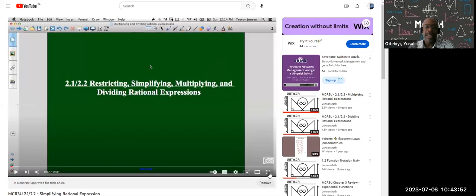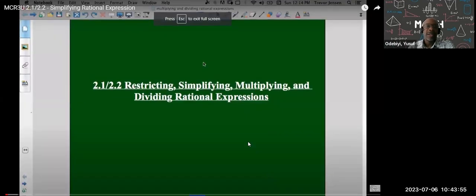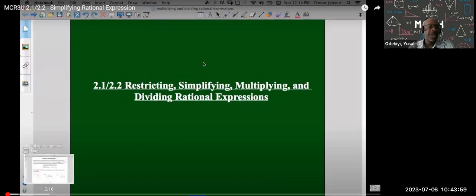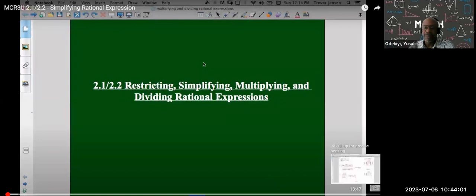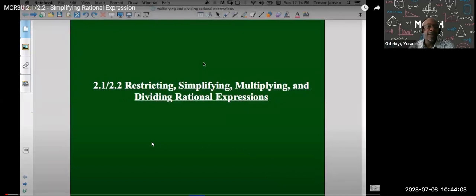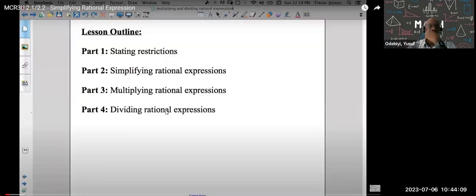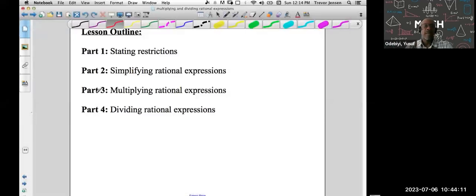So let me maximize the screen so we can look at it. So, simplifying rational expressions. How long is this? I may have to modify the time. It's 20 minutes, but I'm going to fast forward. I'll post a video for multiplying and dividing rational expressions after. So like I said, we're just going to do part 1 and part 2 in this lesson.